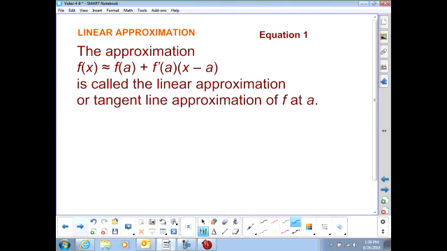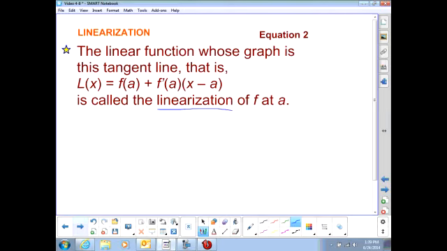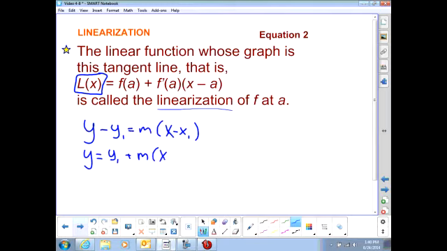So we want basically to find a function that approximates our function very close to some point. And that's called the linear approximation. The book likes to use L of x to represent that. So basically what we'll do is y minus y1 equals our slope times x minus x1. We'll plug in for everything except y, and we'll add the y1 over to the other side. So that'll give us y is equal to y1 plus the slope times x minus x1. That's essentially what we have here.